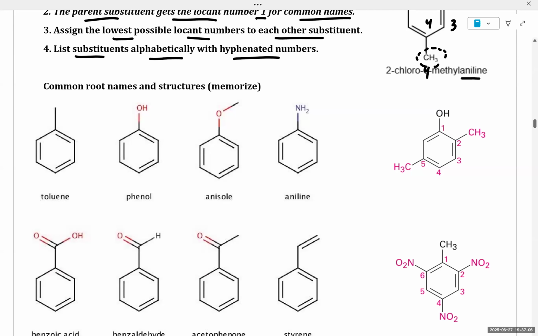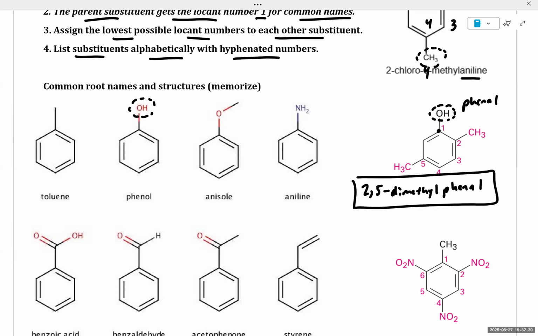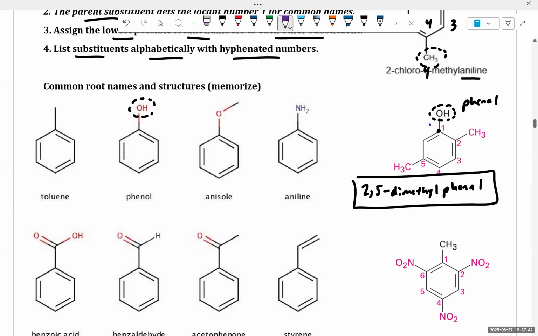Here are some common root names, and we can apply these root names. Looking at the following structure, we have a hydroxyl group, so this will be a phenol. The carbon attached to the phenol oxygen gets a locant number of 1. Numbering around the ring to give the lowest locant numbers, we have methyl groups at positions 2 and 5. So this would be 2,5-dimethylphenol. For those curious, why didn't we number counterclockwise? That would give a locant number of 3, which is greater than a locant number of 2.